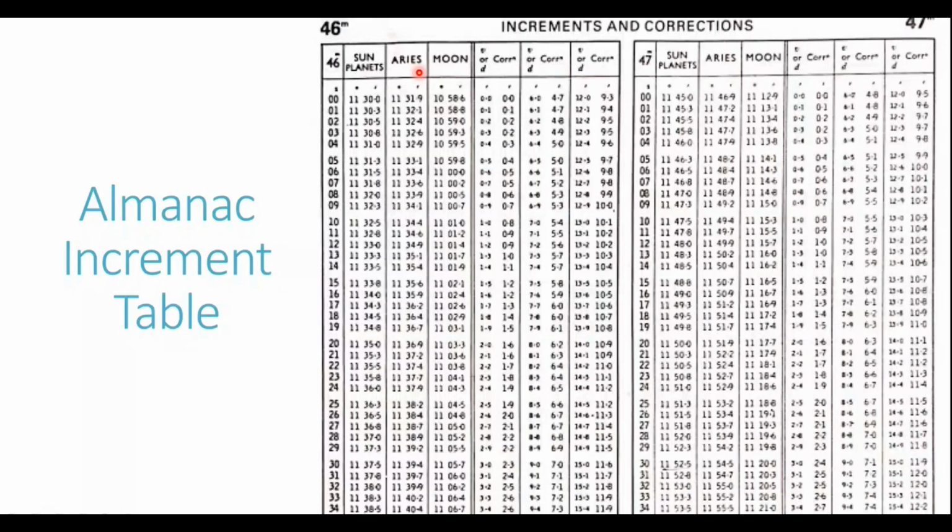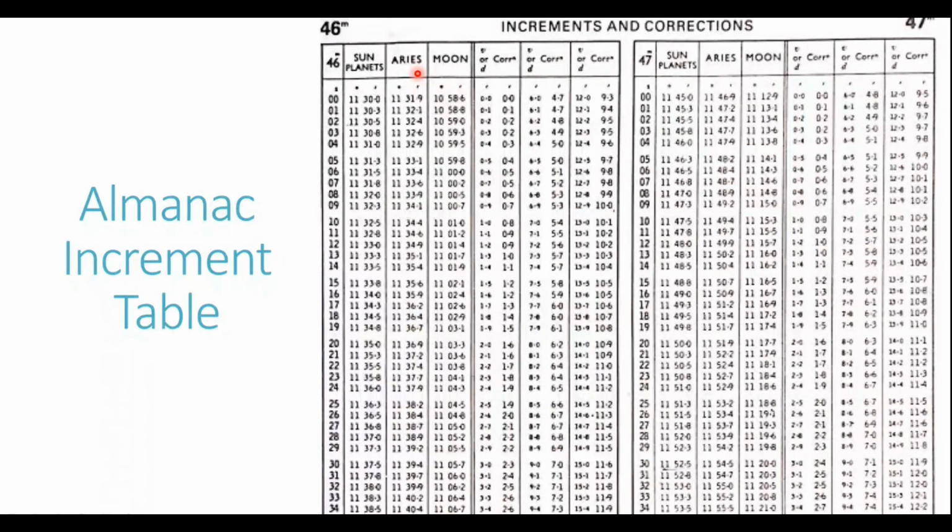Why two separate columns for sun and Aries? That is because the rate at which the sun and Aries change their GHA is different. So just for your information, the sun changes its GHA at a rate of 15 degrees per hour, and Aries changes its GHA at a rate of 15 degrees 2.5 minutes. That's why the different columns, and you should be careful when you are picking up the increment values from here.